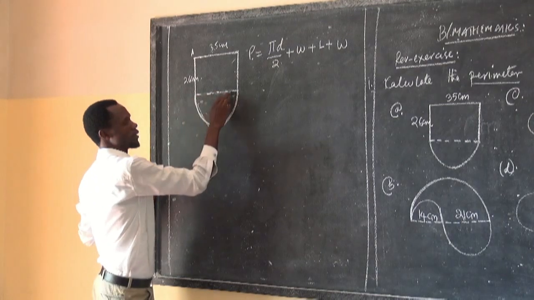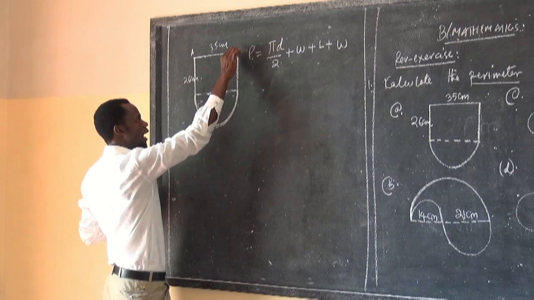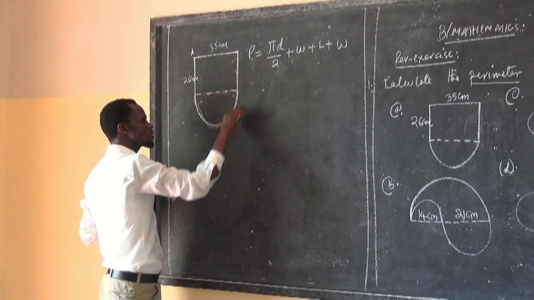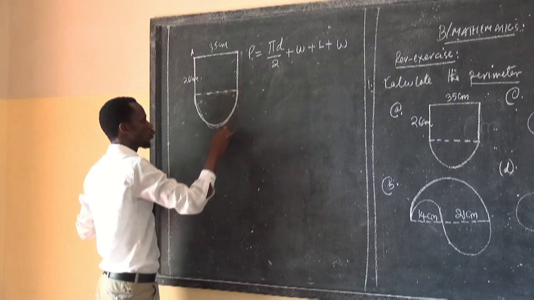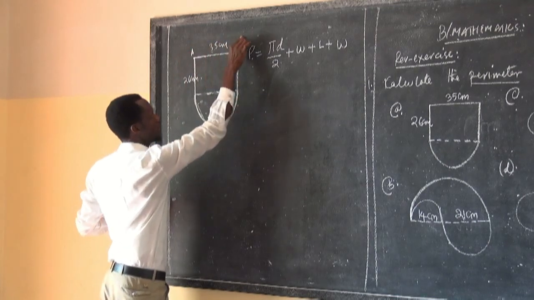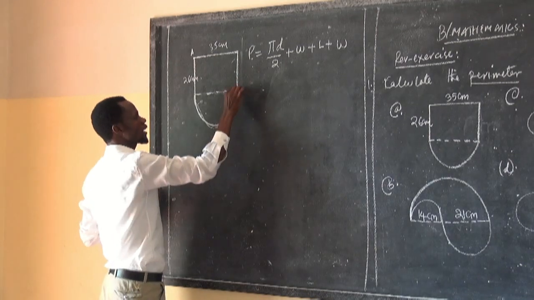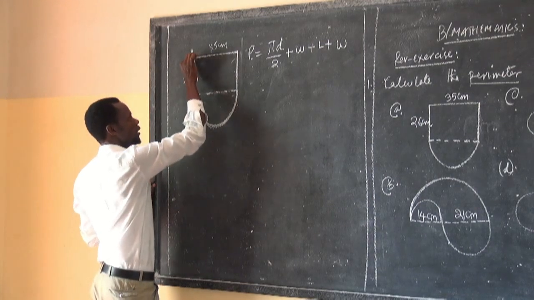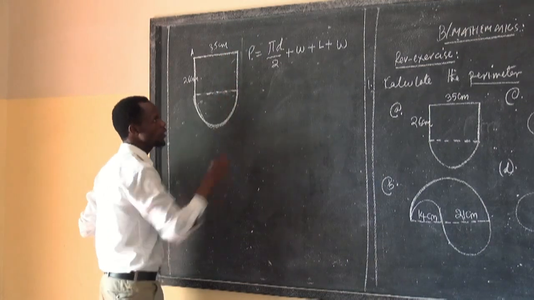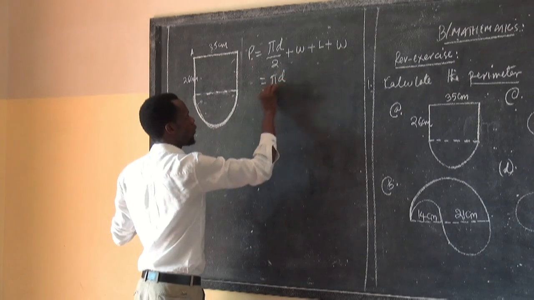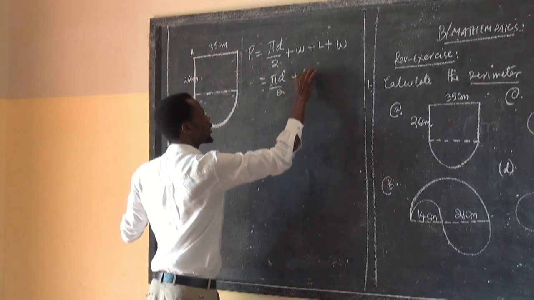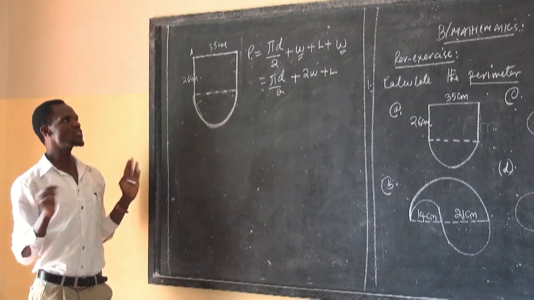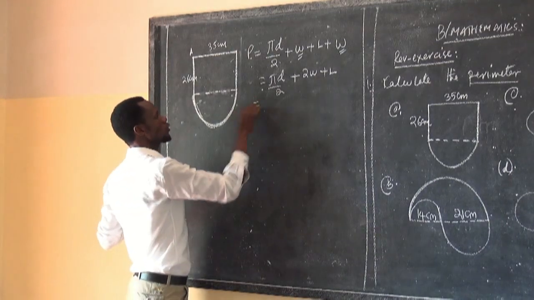Don't include this one, because if you keep moving around this shape, you won't pass here. You've been told to move around this shape, meaning that you pass this way, this way, this way. So you cover this semicircle, then this width, then this length, then this width. In short, you have pi d over 2 plus 2 widths plus the length. Why? Because there are 2 of them. So that is the perimeter. Now you start substituting what you've been given.